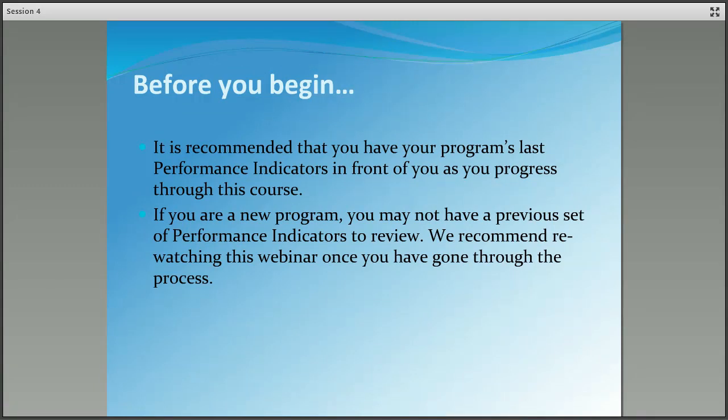Please have your program's last performance indicators with you. It'll be helpful to you as we discuss the various elements of the report and where those numbers come from. Also, have a copy of the PI details document found among the training materials in the MIS. You can pause the webinar to find these documents.